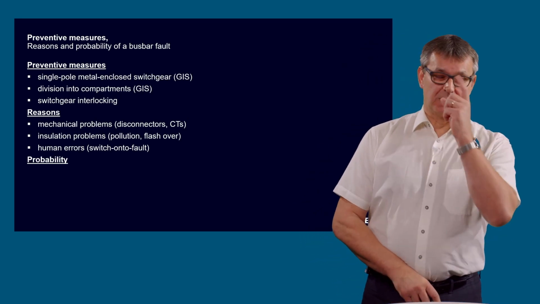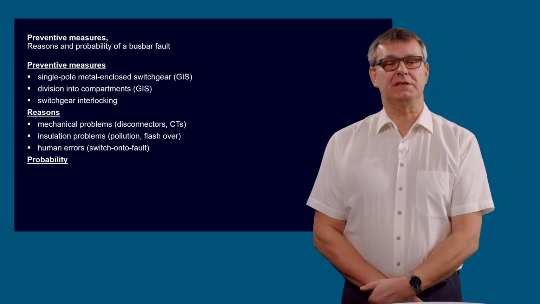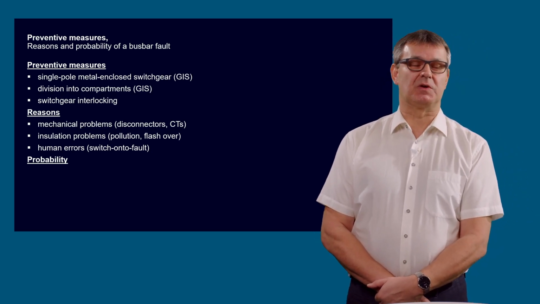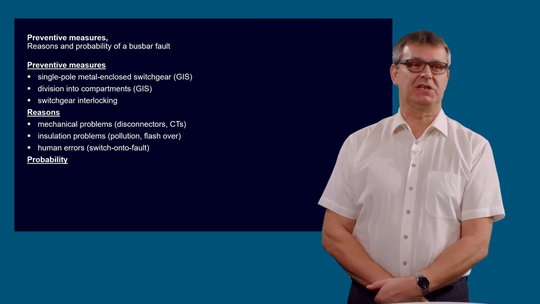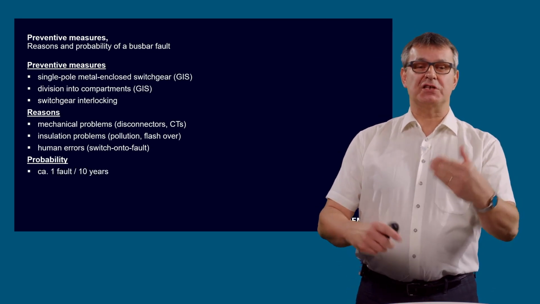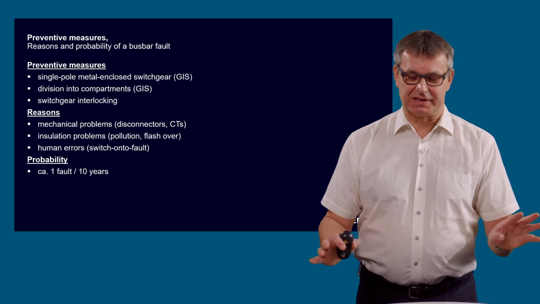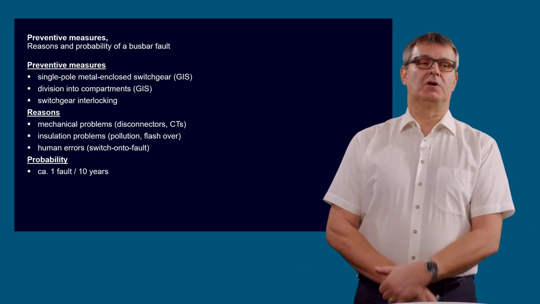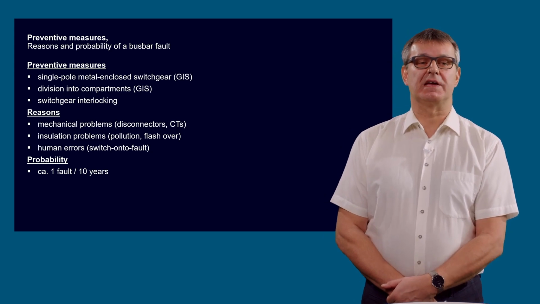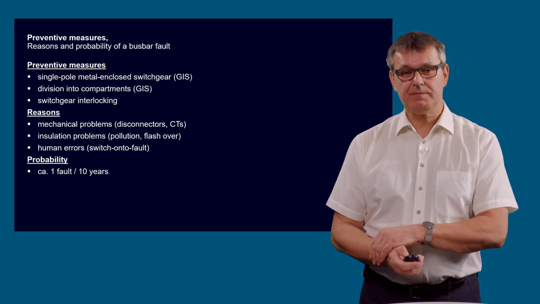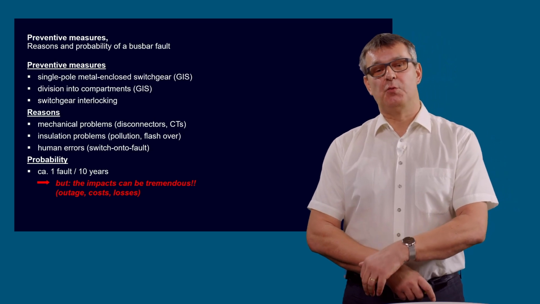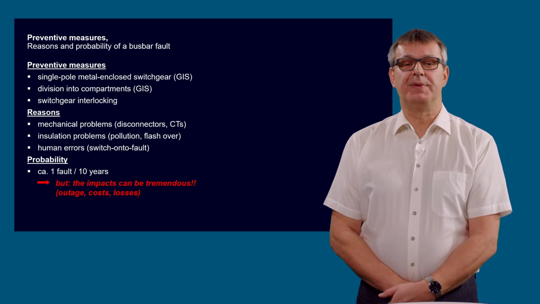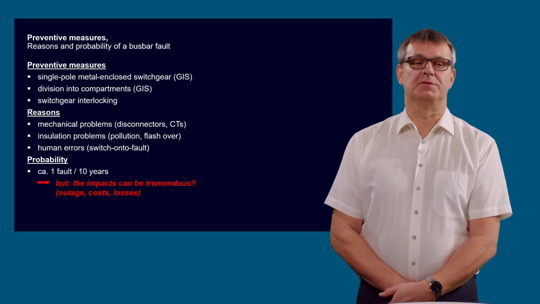Okay, now maybe I will give you the answer to your question: what is the average probability of a busbar fault? Of course, it's only a very rough average: typically one fault per 10 years. But if we have such a busbar fault, the impacts can be really tremendous. We will see it later.